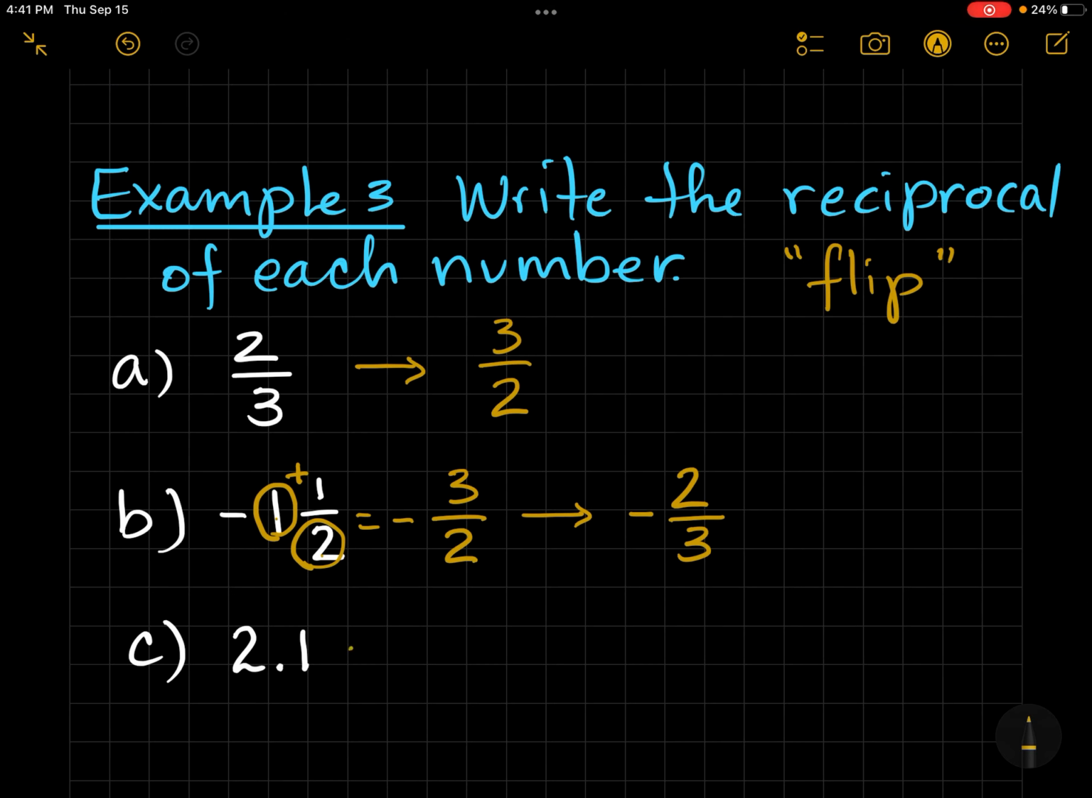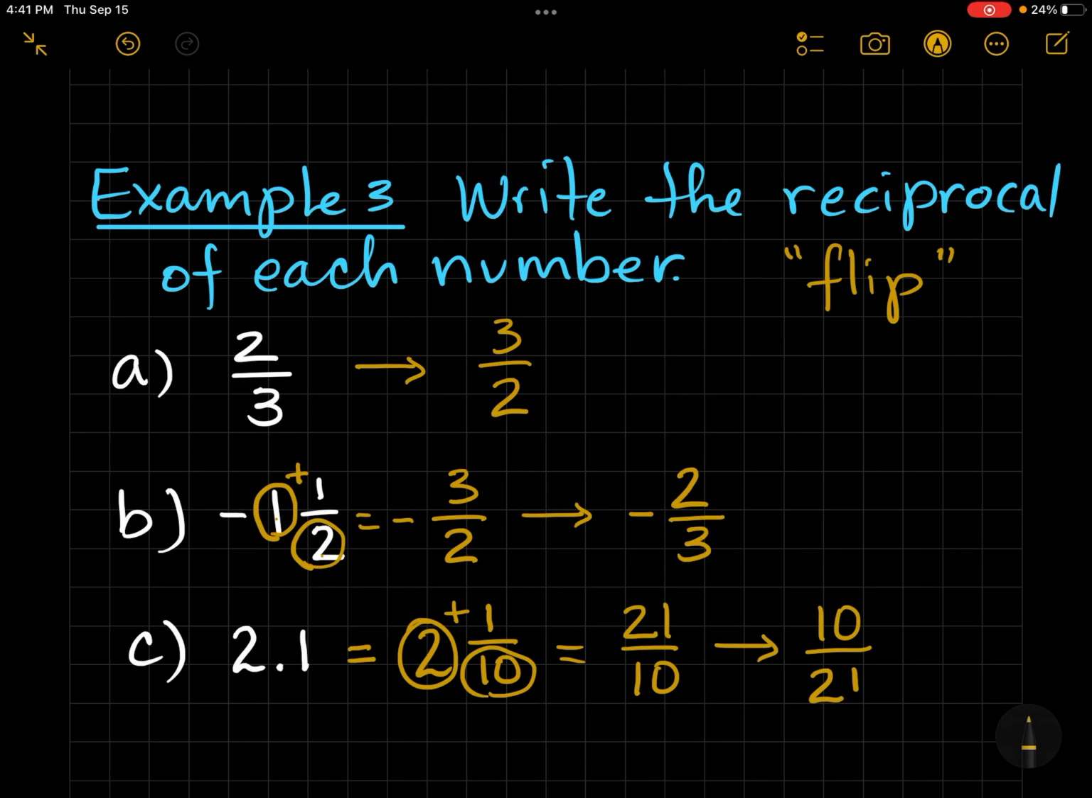Ooh, I need to write this as an improper fraction. So that'll be 2 1/10. Multiply these two and add that. So that's 21/10. Now I can flip it. 10/21.